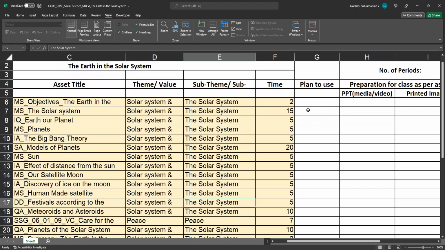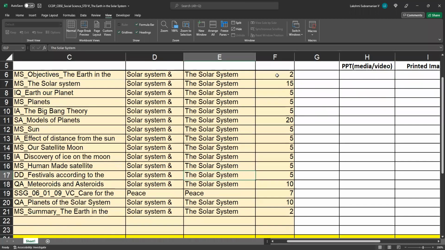No, no. See, you don't have to mention how many periods, because each asset is less than one period, right? If you look at this entire chapter, it's close to 2 hours. It comes to 111 minutes. So it's something like 2 hours, right? 2 hours again would be 3 into 40 minutes, 120 minutes. So this chapter will be completed in 3 periods.